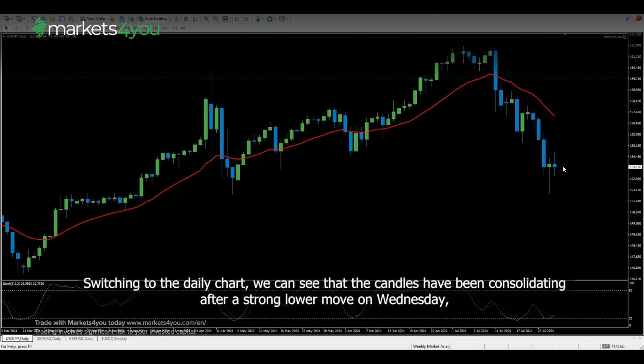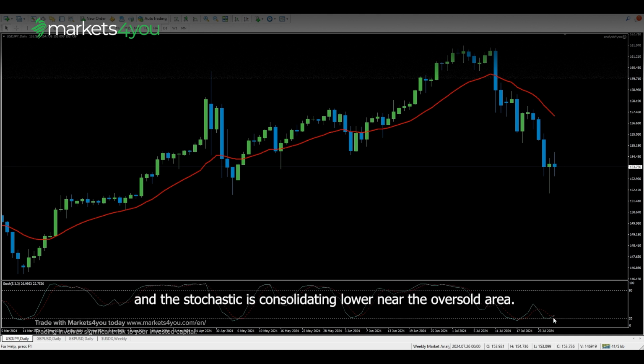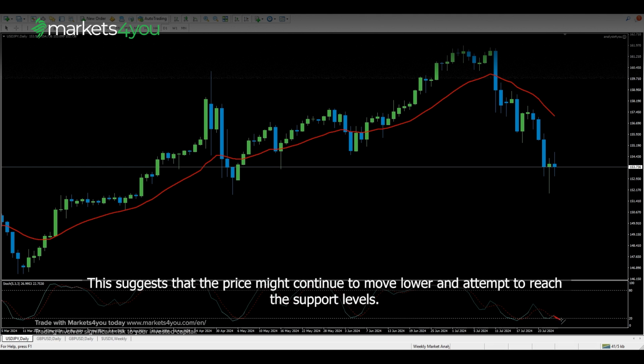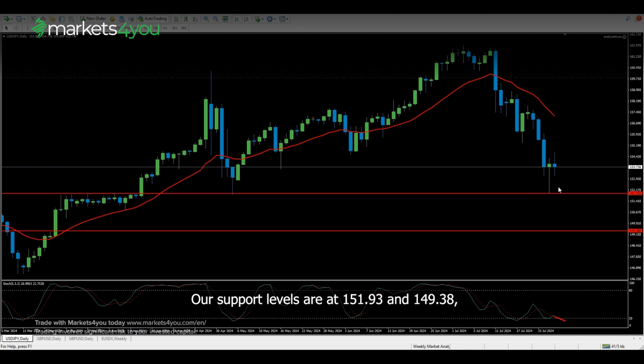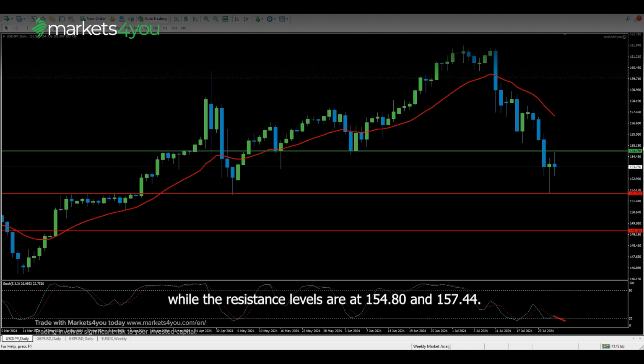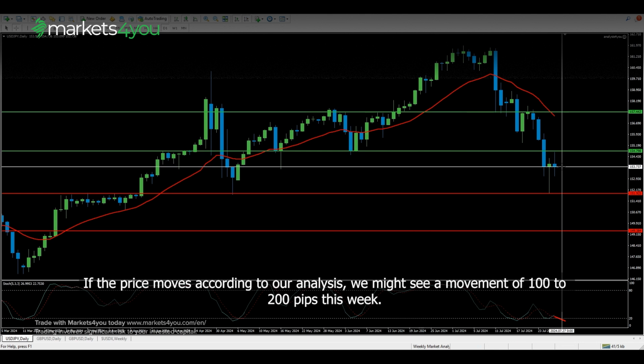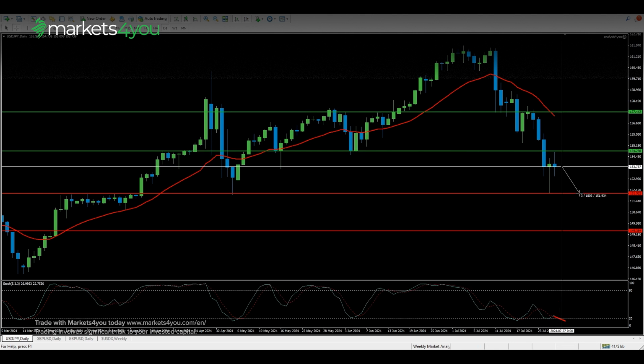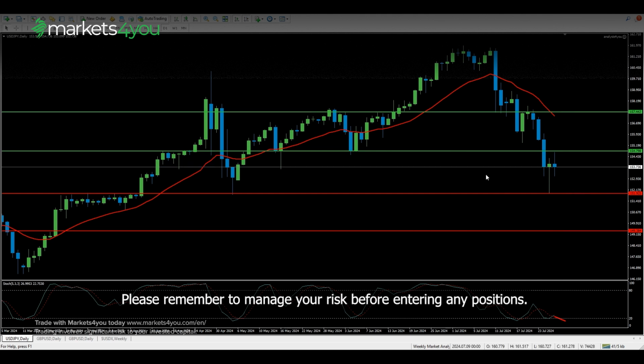Switching to the daily chart, we can see that the candles have been consolidating after a strong lower move on Wednesday, and the stochastic is consolidating lower near the oversold area. This suggests that the price might continue to move lower and attempt to reach the support levels. Our support levels are at 151.93 and 149.38, while the resistance levels are at 154.80 and 157.44. If the price moves according to our analysis, we might see a movement of 100 to 200 pips this week. Please remember to manage your risk before entering any positions.